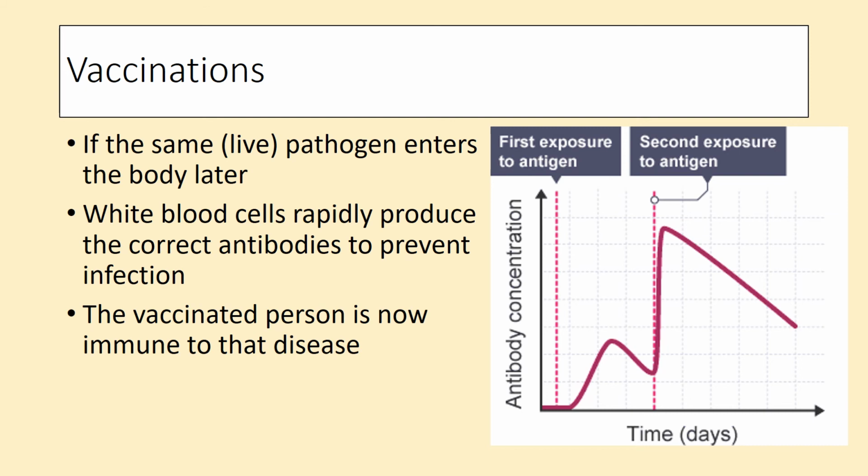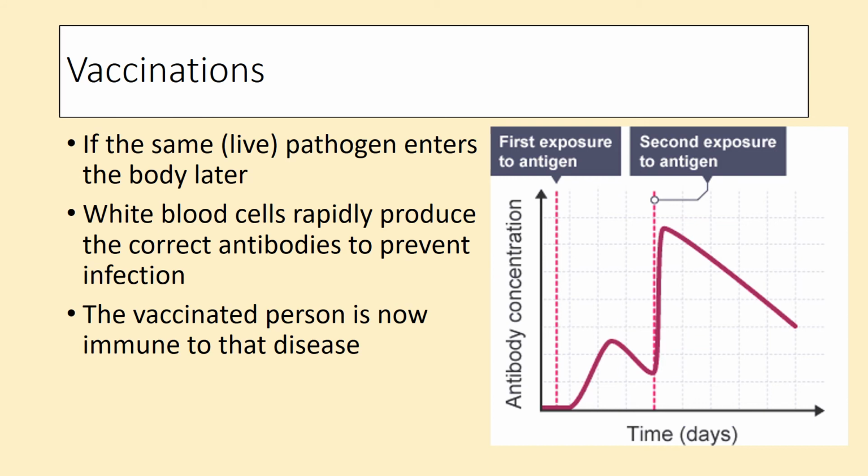Now, if you are infected with the live pathogen, so you're exposed again to the same antigen, what happens this time is your white blood cells produce a much bigger and a much faster response. So your lymphocytes will produce antibodies at a much quicker and higher rate, as you can see on the graph, and therefore they can bind to the antigens on the pathogen's surface.